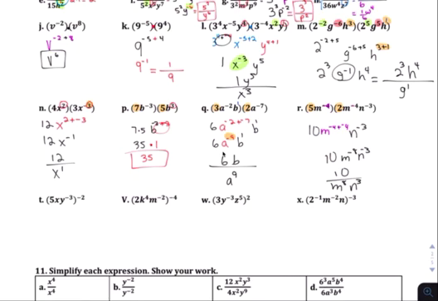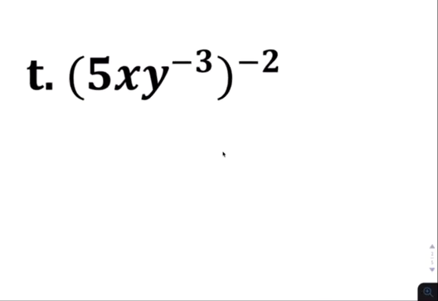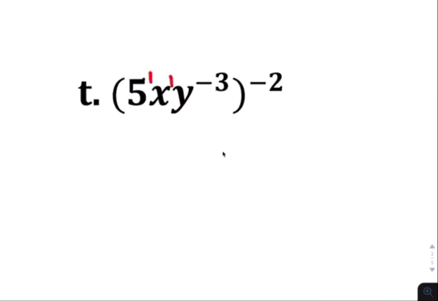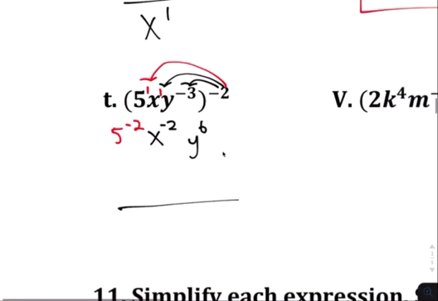Okay, so on this last row here for t, this is an exponent of 1 and 1 here. So distribute, that's 5 to the negative 2, x to the negative 1 times negative 2, and then this is a positive 6. So it's a fraction because you have a negative exponent. So 6y to the 6 is the numerator. The denominator is 5 squared and x squared.